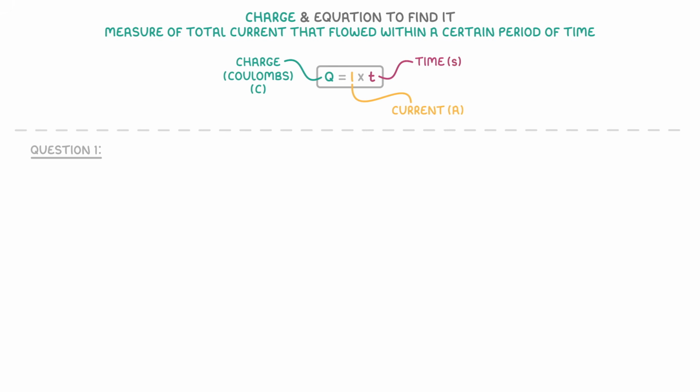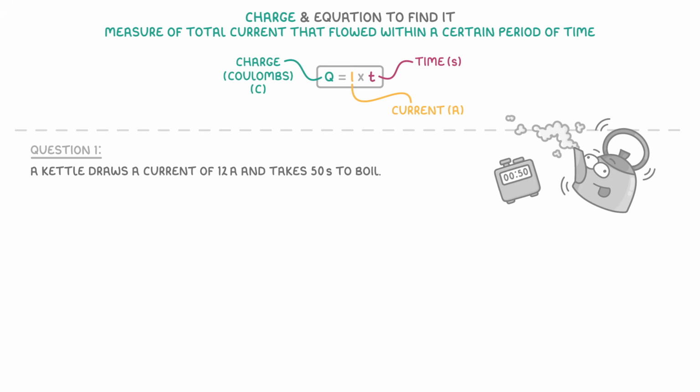So a question might look something like this. A kettle draws a current of 12 amps and takes 50 seconds to boil. How much charge passed through the wire? Well, as we're already given the current in amps and the time in seconds, all we do is plug the numbers into the equation. So 12 times 50, which gives us 600 coulombs.